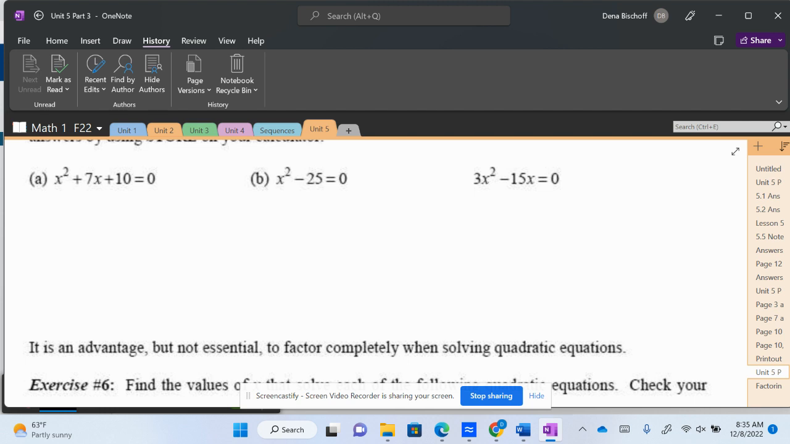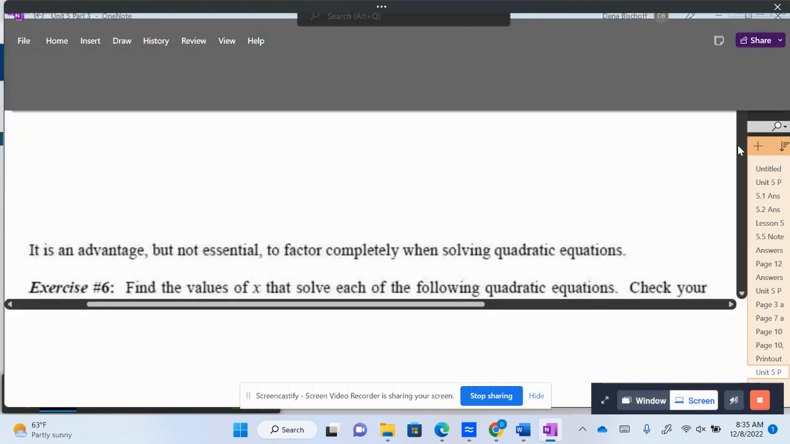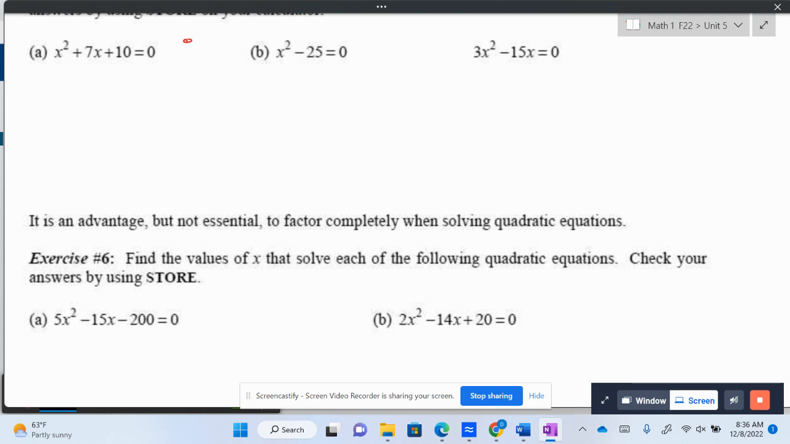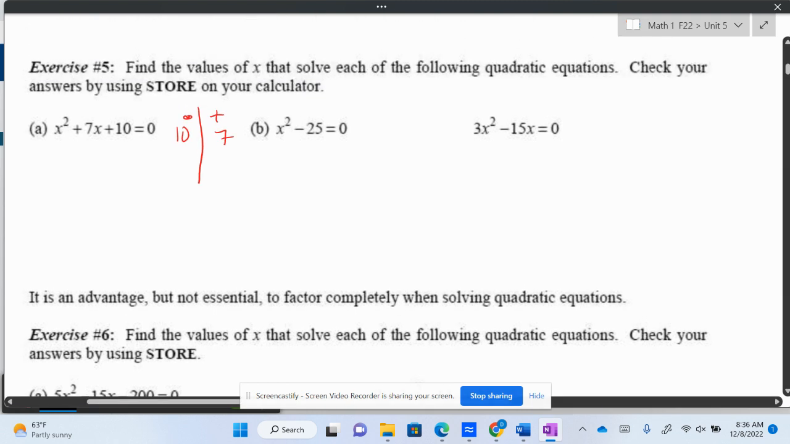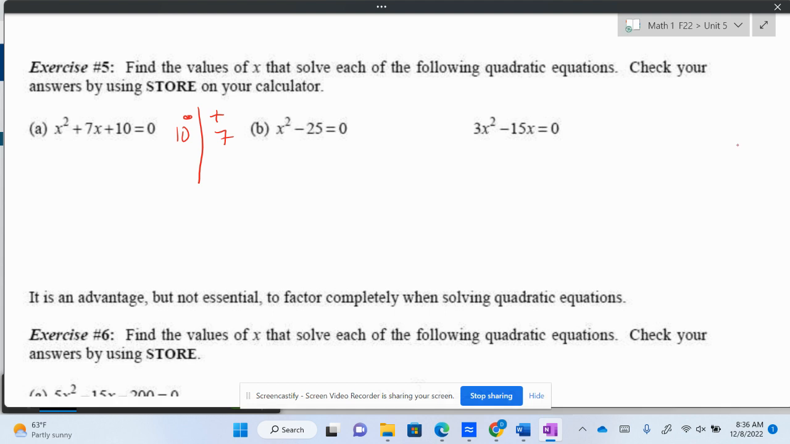So we have to factor that polynomial, that quadratic, x squared plus 7x plus 10. So we're still going to follow the same methods, times plus chart. Let's factor this. So if I use a times plus chart here, I get 10 and 7. What two numbers can I multiply together to get 10 that when I add, I get 7?